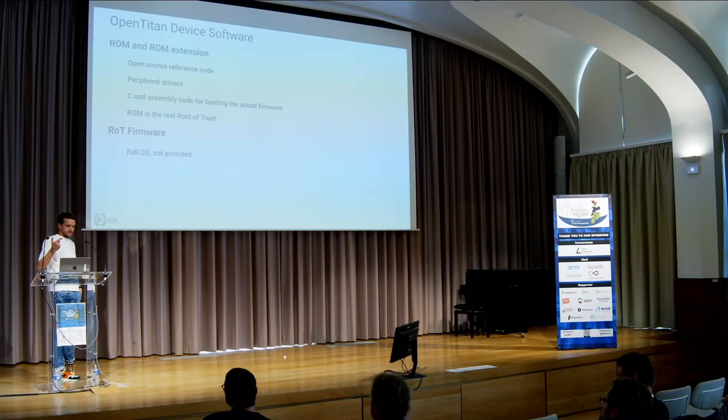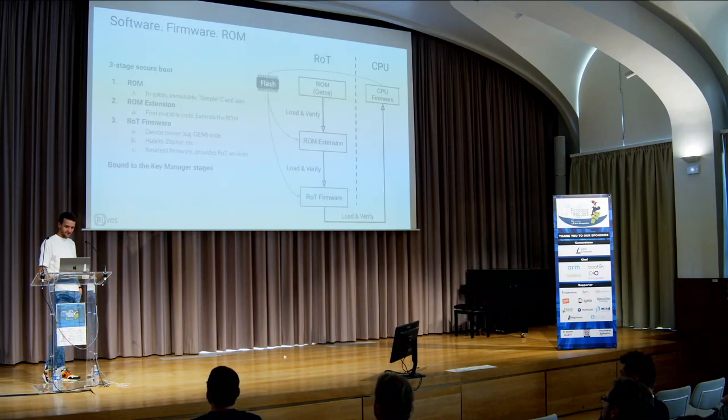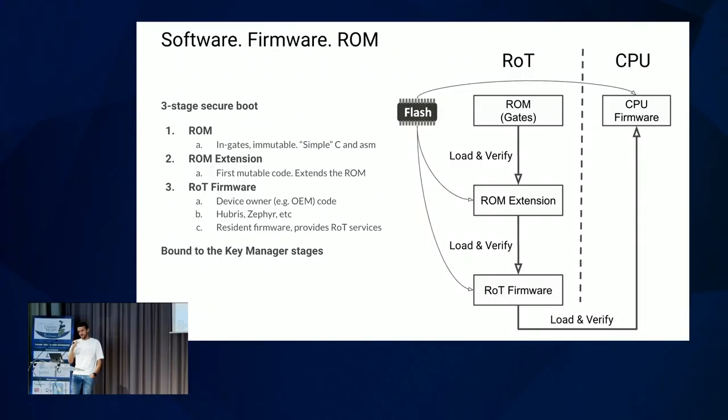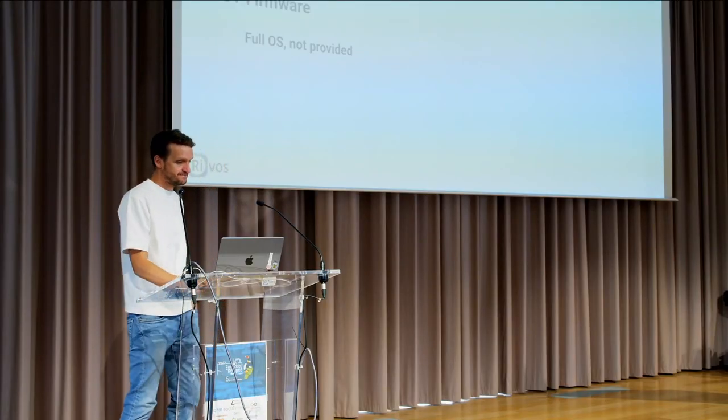And if you come to think about it, the ROM, this thing that is in gates, that is very small and simple, this is your root of trust. This is the thing that you need to trust for everything else to be trusted on your platform. If you trust your ROM, the ROM loads and verifies the ROM extension, which in turn loads and verifies the root of trust firmware, which in turn loads and verifies the first CPU firmware. So the real root of trust in those kinds of CPUs is this piece of silicon, the gate ROM.